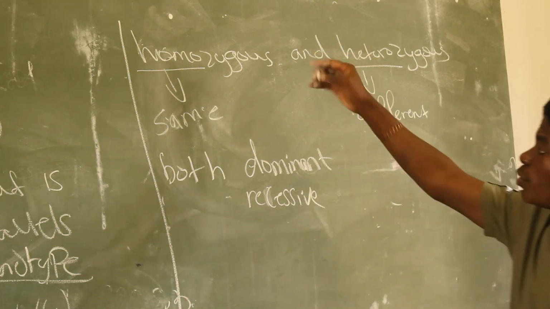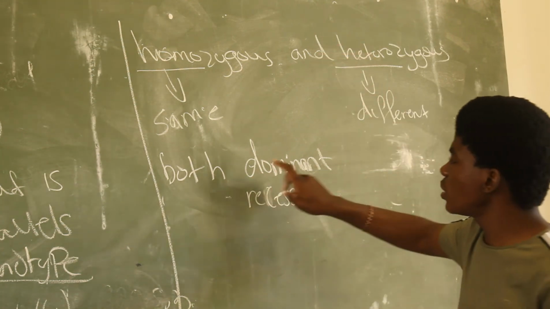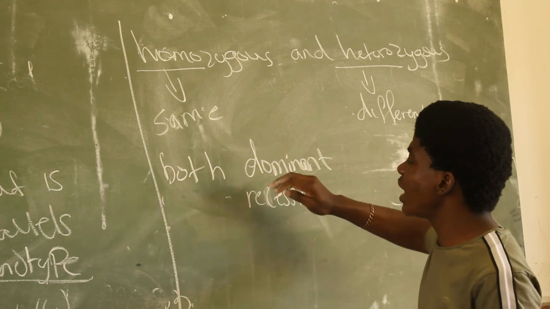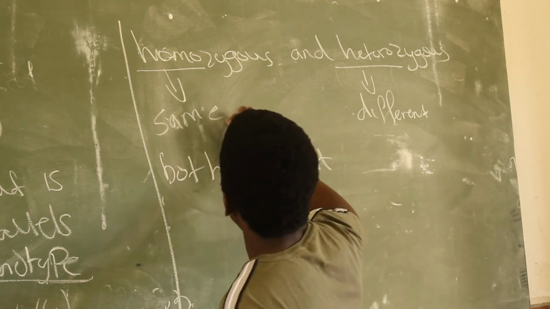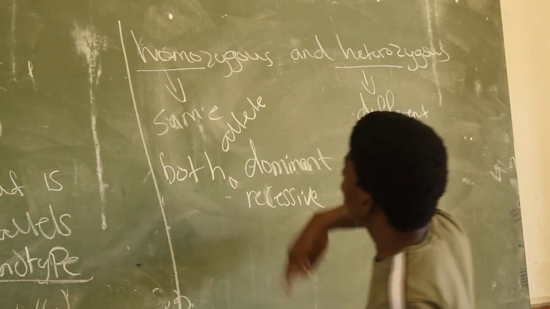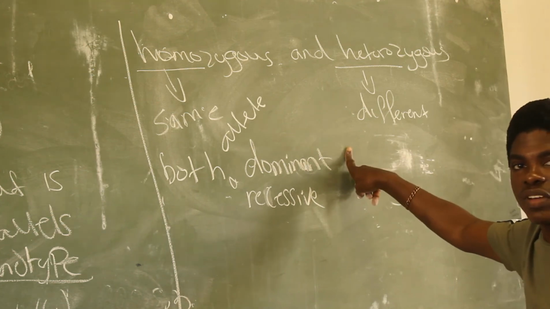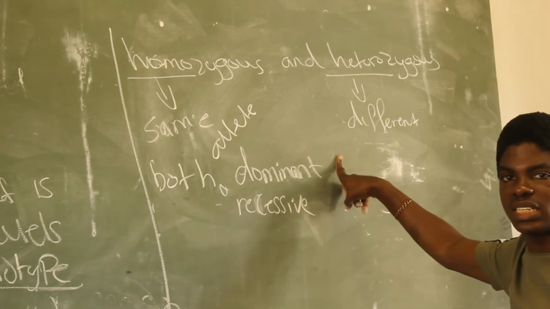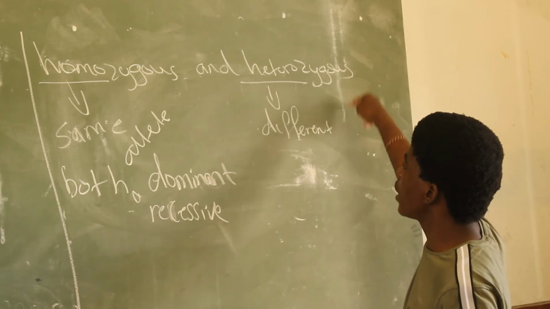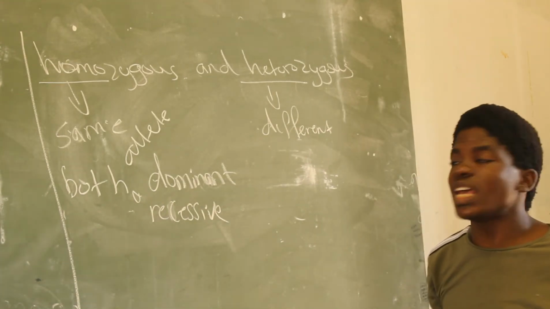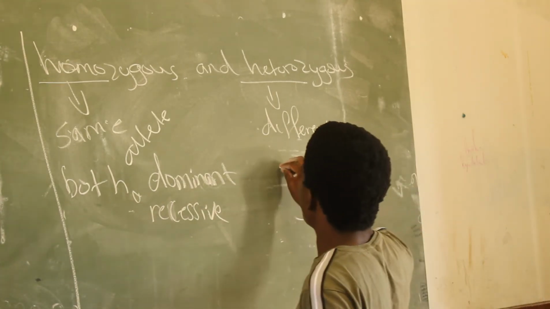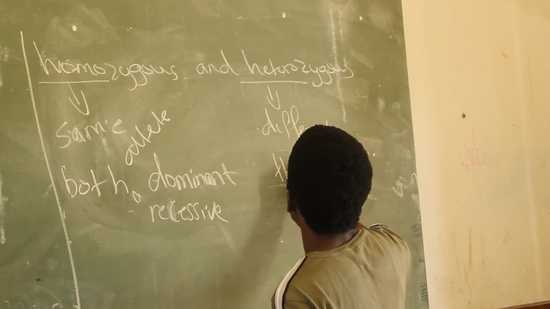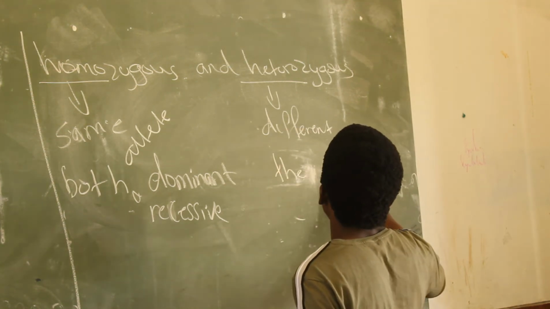So when you talk about homozygous, it means both alleles are dominant or both are recessive. They are in the same state. And then when you talk about heterozygous, it means the alleles are not the same.